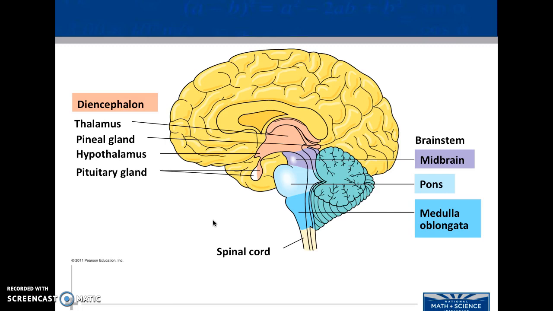And the diencephalon, that also controls some of those things, but these are the regulatory organs of the brain. They produce chemical signals that in turn control how fast is my heart beating, how quickly is my metabolism moving.